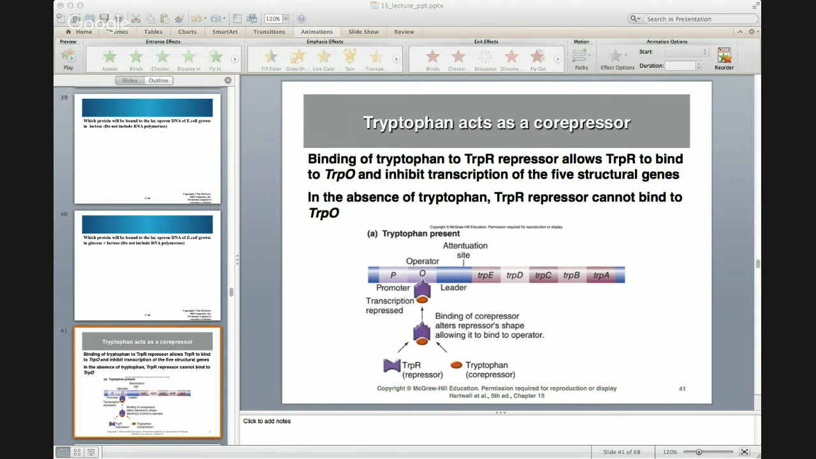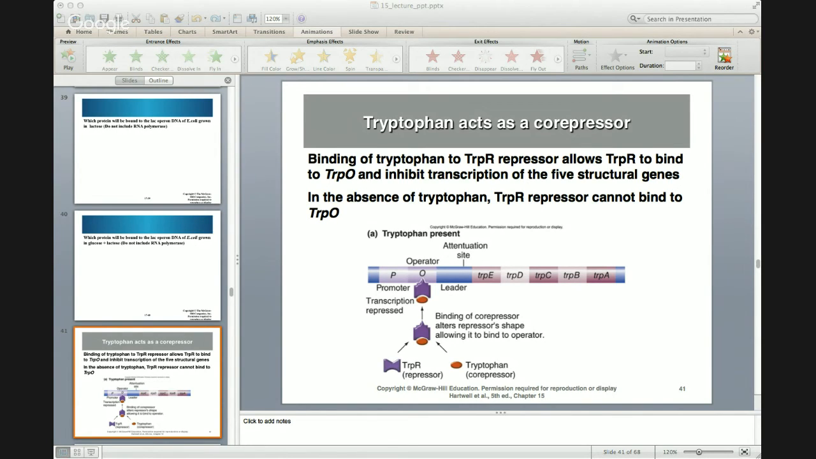If tryptophan is present, then ribosomes will bind to that leader sequence. And when it encounters region 1 on the leader sequence, you have the codons for tryptophan. So when the ribosome approaches these codons for tryptophan, it will be able to move along that region, because with tryptophan being present, charged tRNAs would be available. So you'll have tRNAs that are charged with the tryptophan amino acid available, allowing translation to begin. Again, translation and transcription are coupled.